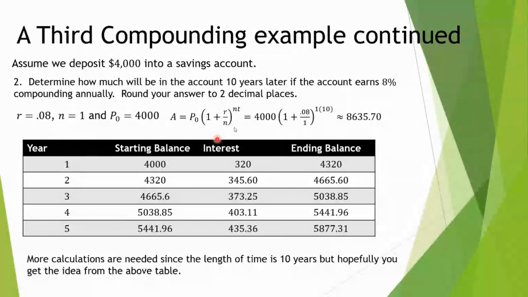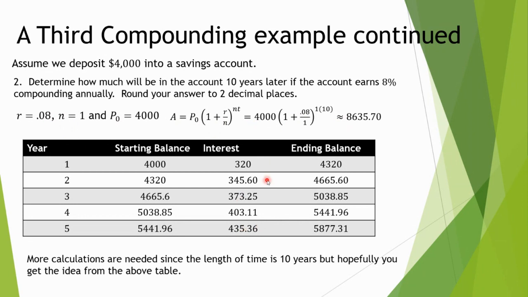But now here, we're going to suppose it compounds annually, as you can see. So, of course, the formula we're going to have to use is a little bit different. Here we have R is 0.08, N is 1, because it's being compounded annually. That means once a year. Our P sub 0 is the same. The formula, of course, is different, as you can see. And when you do the calculation, you get this.